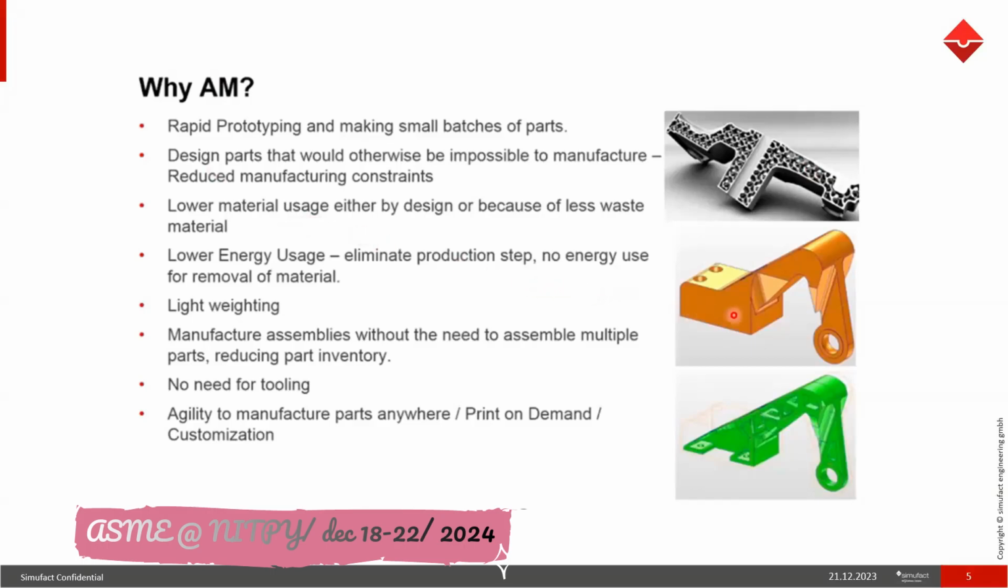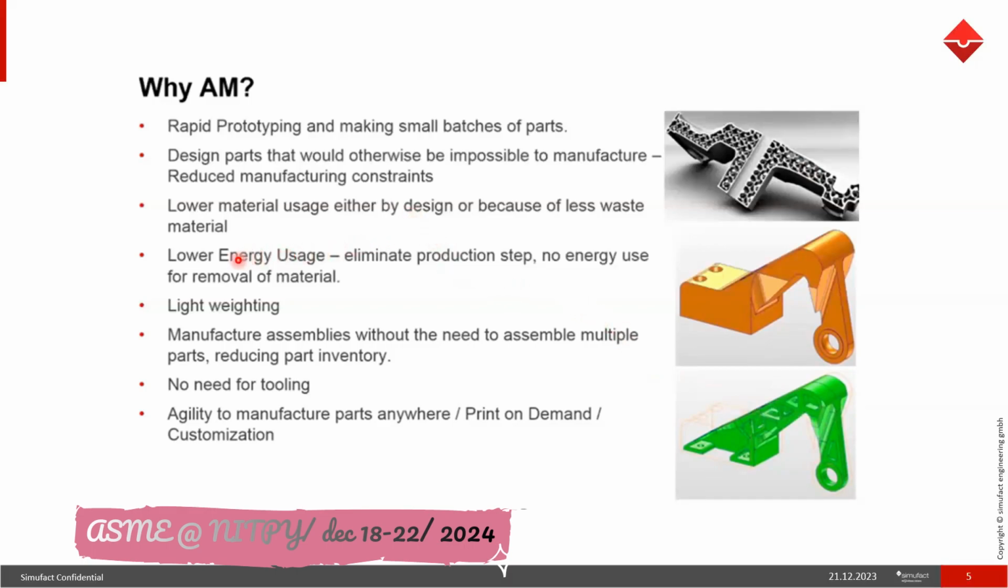So once we are optimizing the parts like this, it will result in weight reduction as well as lower material usage, either by design or because of less wastage of the material. So in traditional manufacturing, we are removing the material from the existing material. So that results in a lot of scrap and material wastage. So here we are building the material, layer by layer. So it is something like additively manufacturing this component so that the material wastage is minimal.